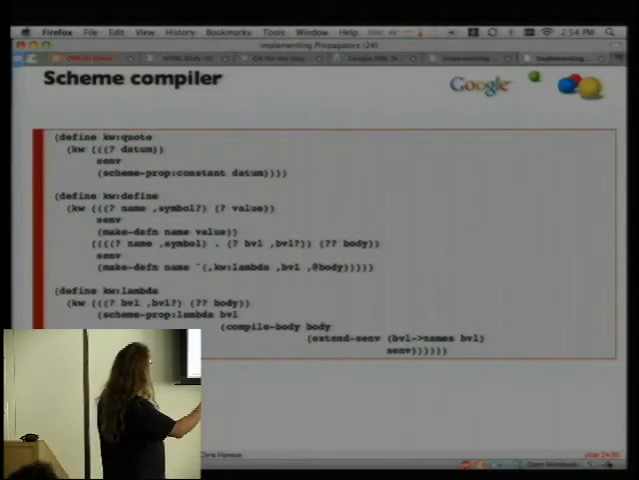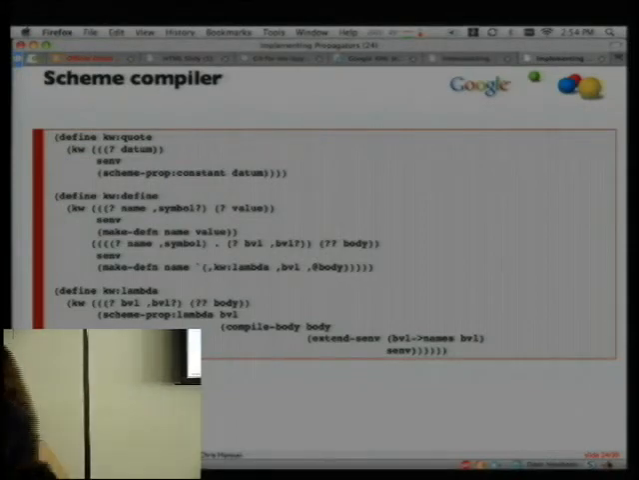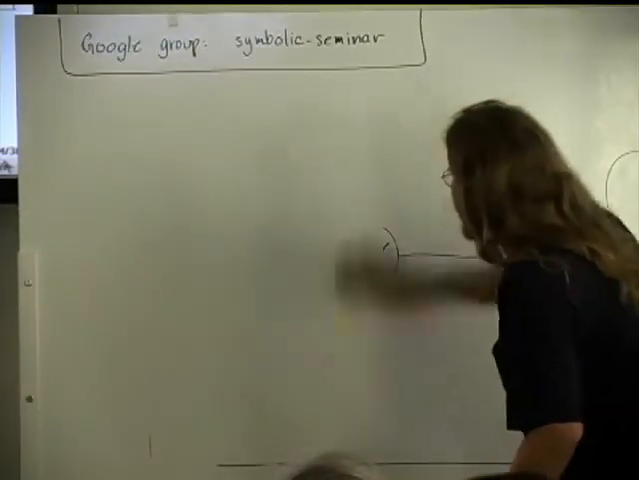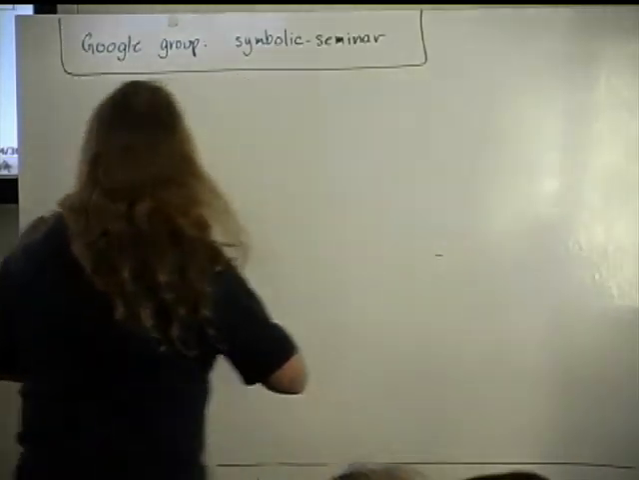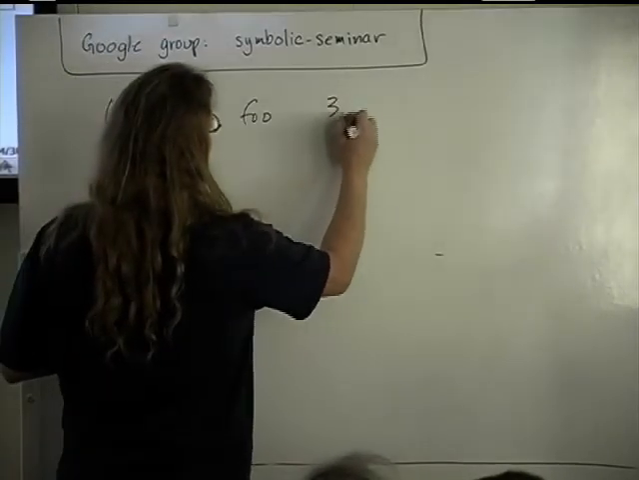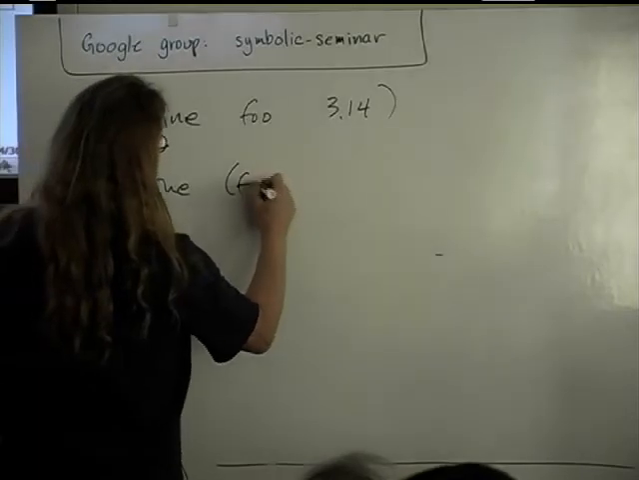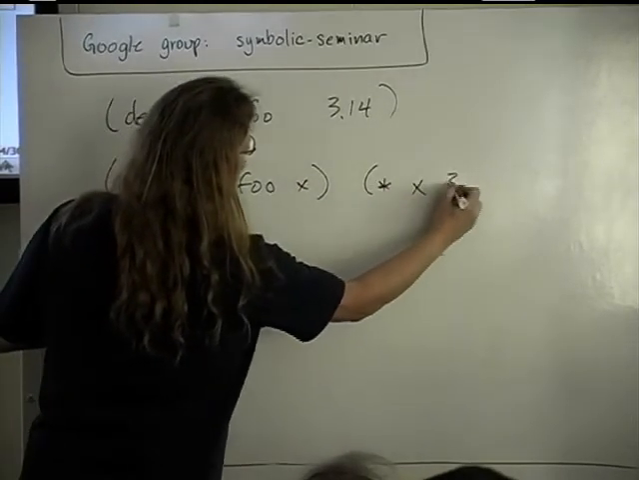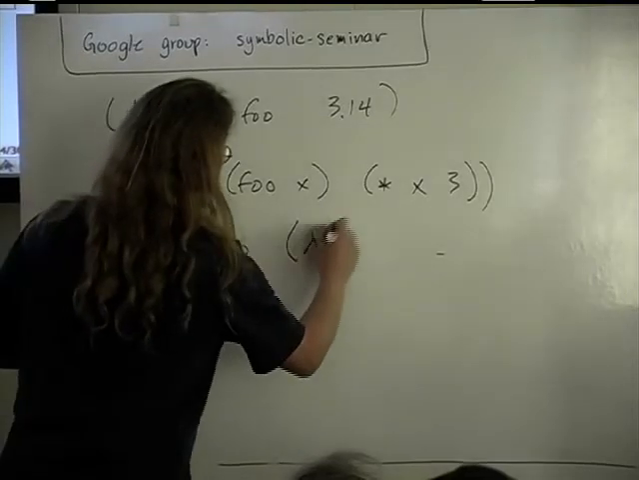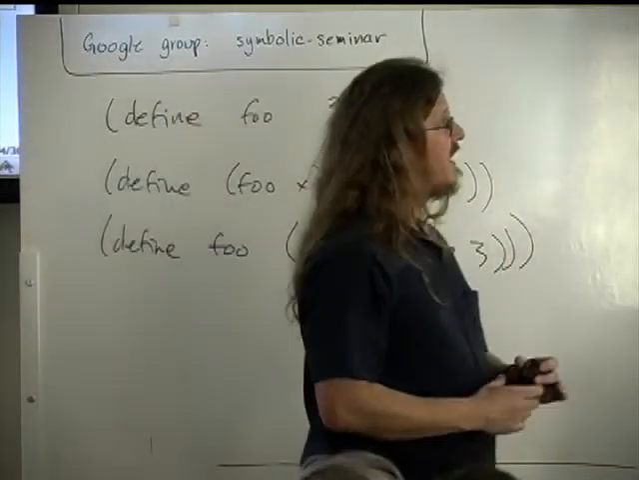And here's a case where, in the case of define, we have a couple of different forms for define. Here, I'll just draw it for fun. Define has two standard forms in Scheme, one of which is that you give it some name like foo and 3.14. And the other one where you can write define foo of x to be times x 3, which is equivalent to define foo lambda of x times x 3. So this handles both of those cases.